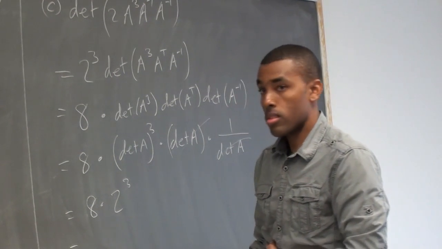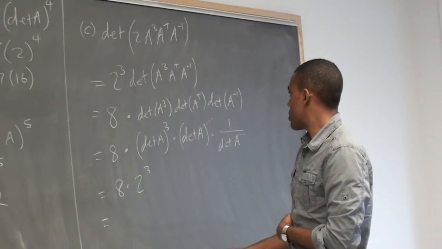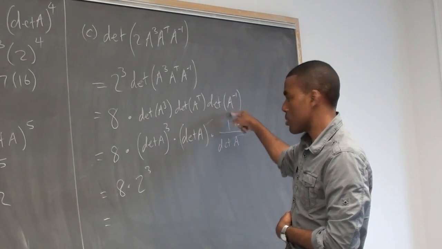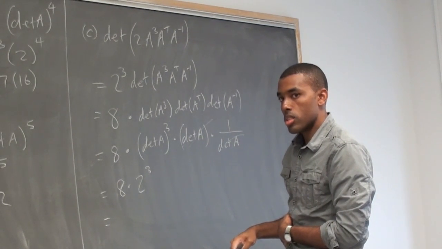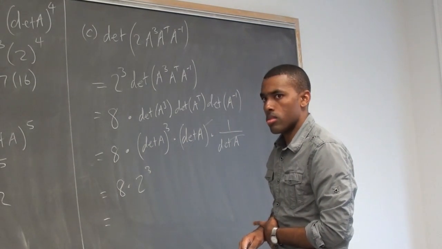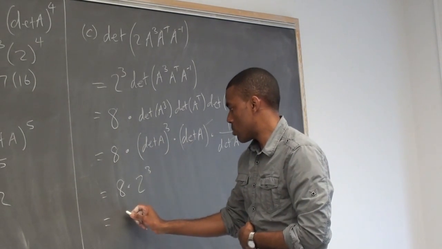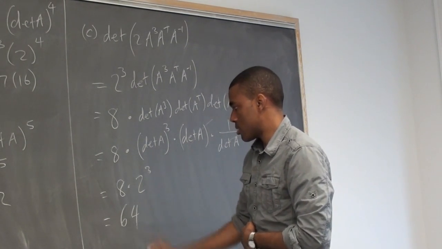So can we say that a transpose times a inverse is equal to 1? No, but a transpose times a inverse would equal the identity matrix, if you do matrix multiplication. No, we can't say that. Okay. So here we have 8 times 8, right?